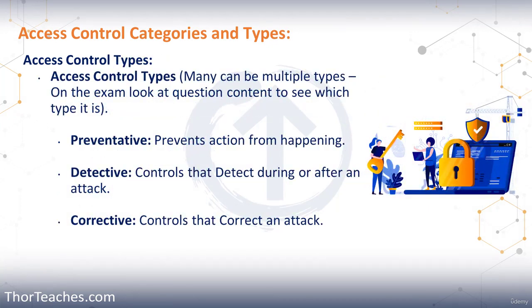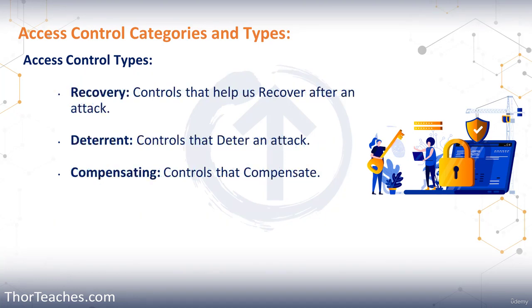Then we talked about the different access control types. Preventative, it stops something from happening. It prevents it. Detective, it detects an attack either during or after. Corrective, it corrects an attack. Recovery helps us recover after an attack. Deterrent, it deters an attack. That was the smaller fences, right? It doesn't necessarily prevent anything, but it can make it less likely for something to happen.